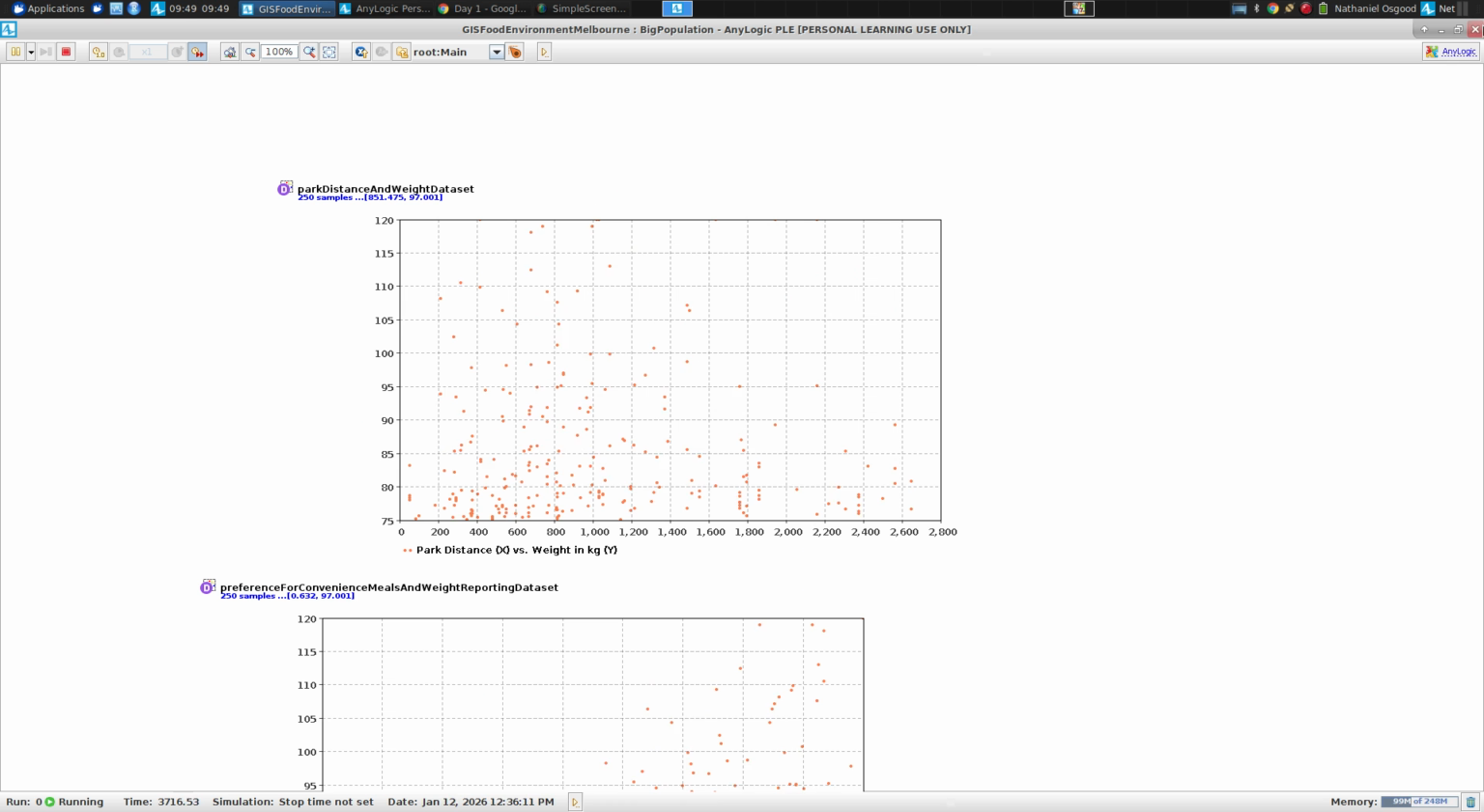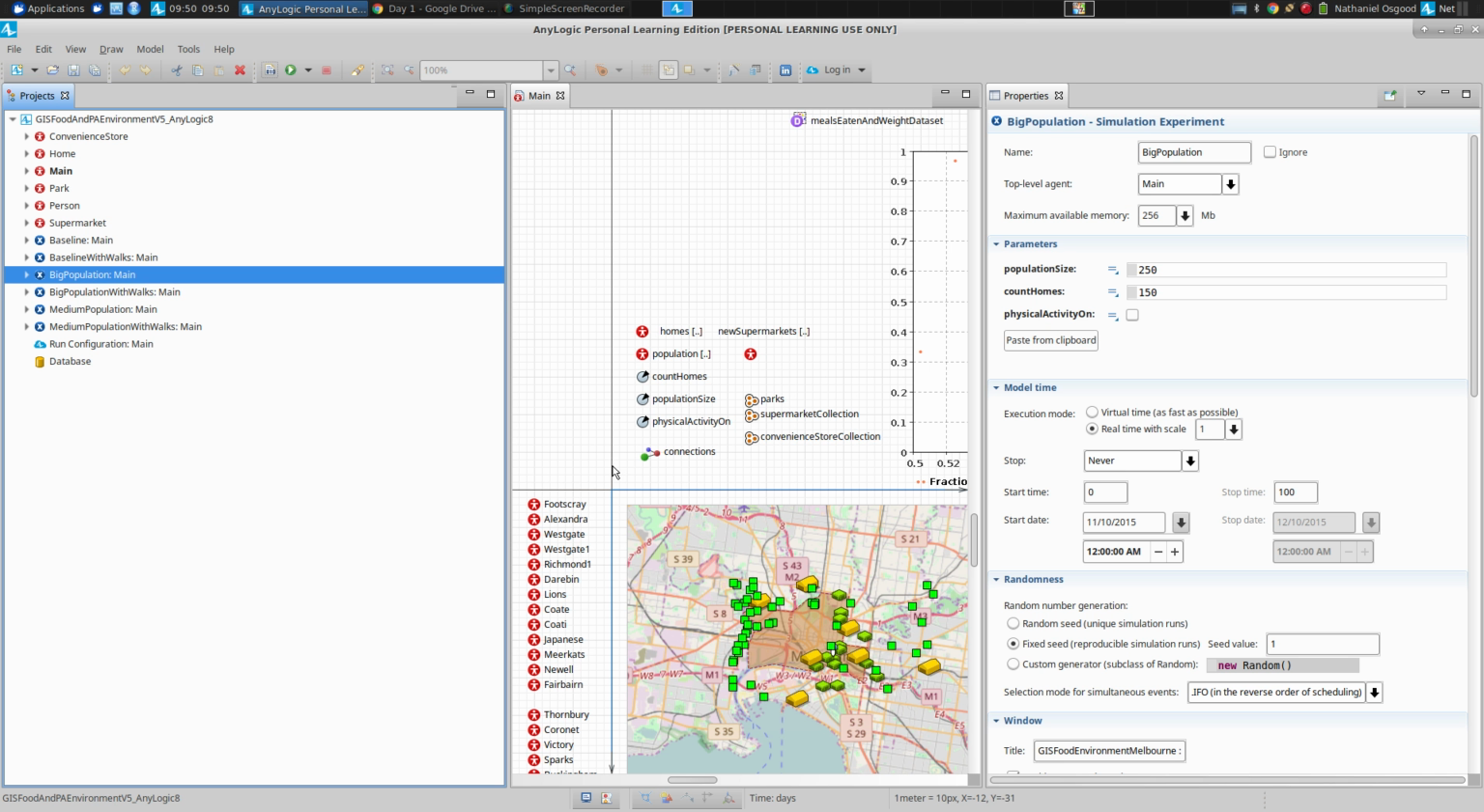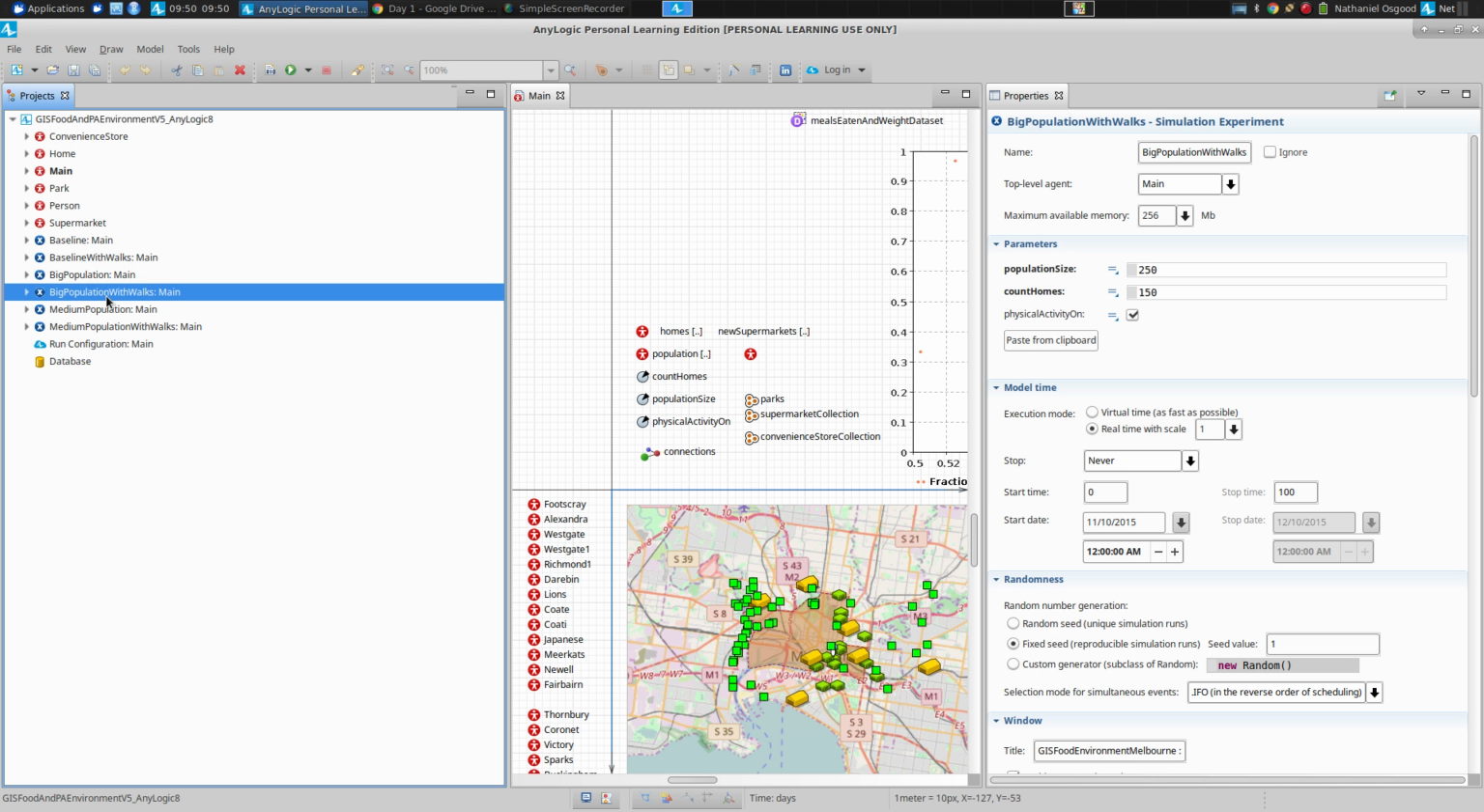I'd like to stop this model now. We can stop it by this big button up here. We could also simply close it up there. And I'd like to now run the scenario that's called big population with walks. This is the same scenario, except now we're enabling the effects of physical activity. We're reflecting the fact that people's physical activity is stimulated by the presence of parks, and we're going to ask, how does that affect the types of outputs we see?